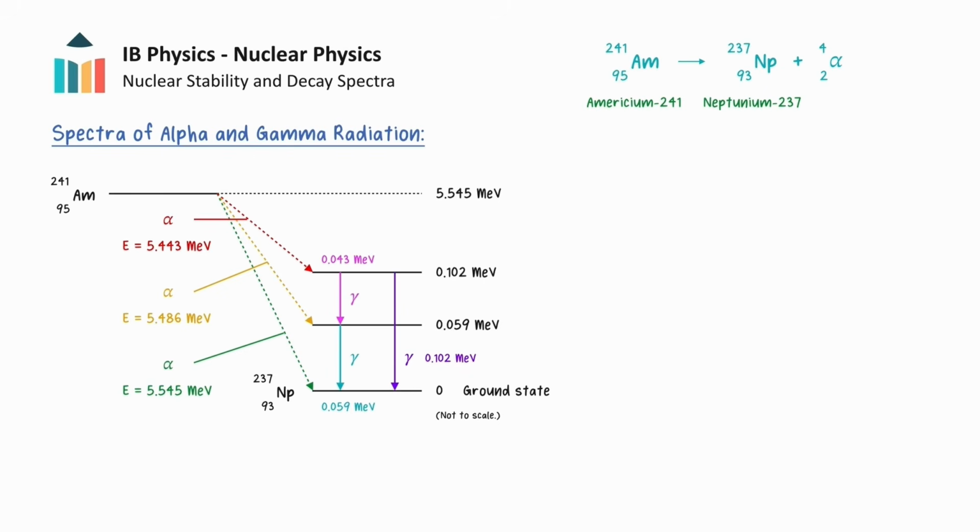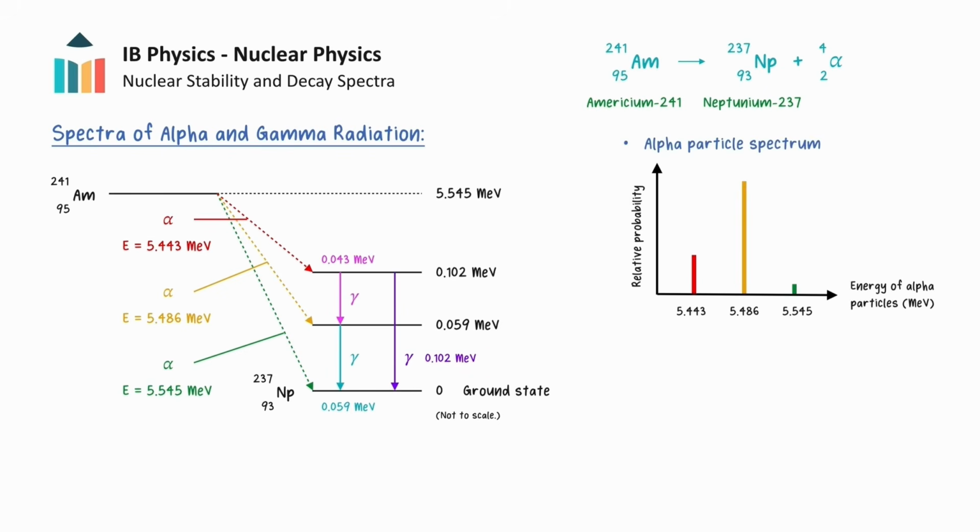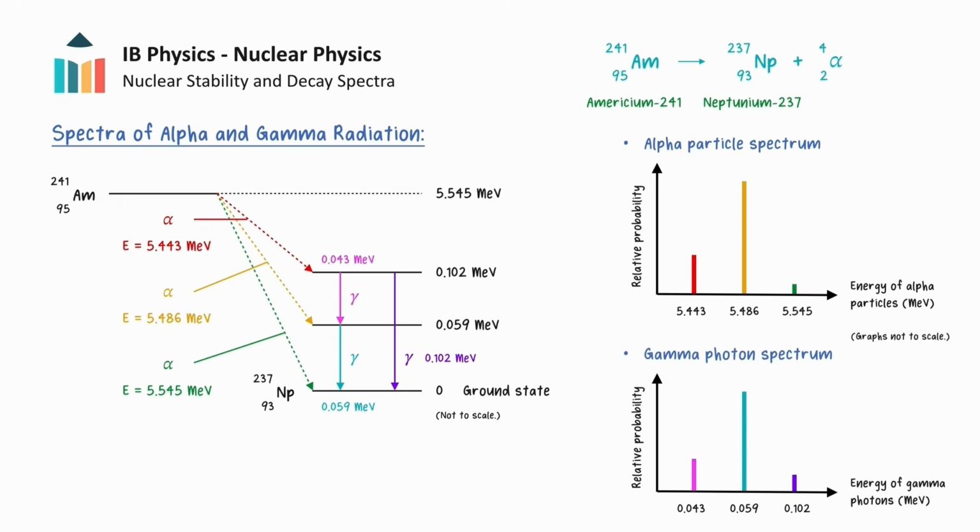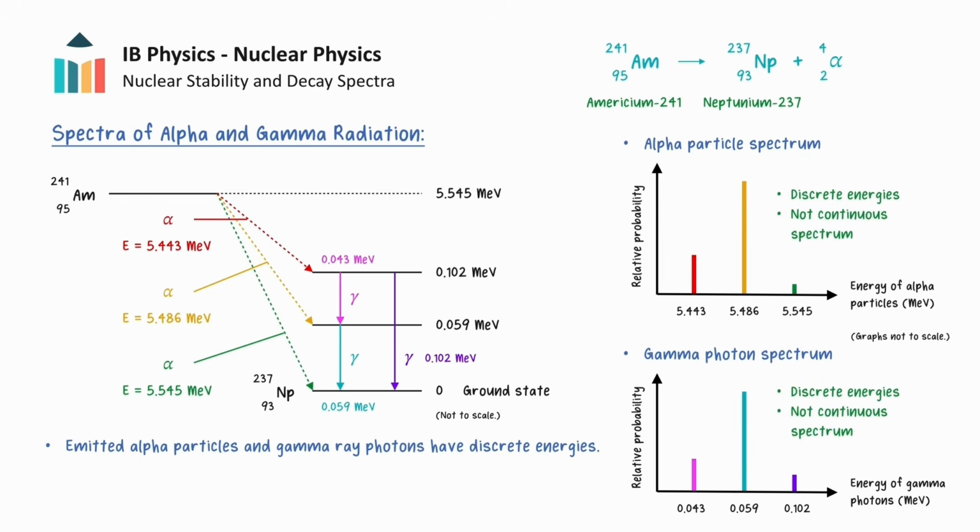These emitted energies can be summarized by their respective spectra, which also detail the relative probabilities of these decays occurring. Notice how the alpha particles and gamma ray photons can only have one of a number of possible energies. This means that these energies are discrete and the spectra are not continuous. The discrete energies of emitted alpha particles and gamma ray photons both provide evidence for discrete energy levels within the nucleus.